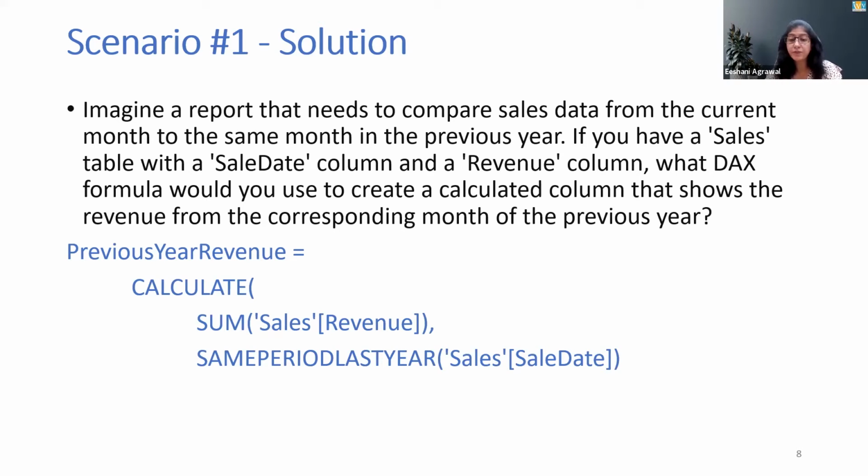No, it won't be previous month. It will be same period last year. Previous month would be April, March. But this is same period last year. So you'll be using same period last year over here to get the output. Is it clear to everyone how these questions are going to be framed?